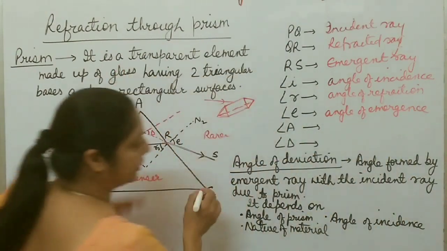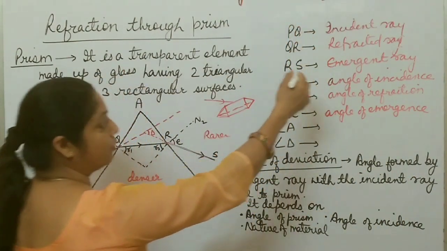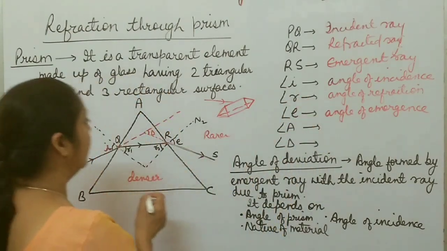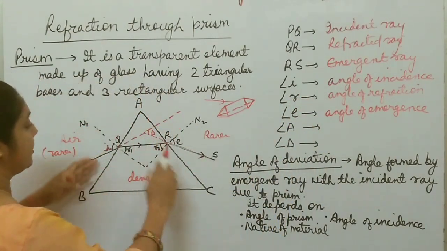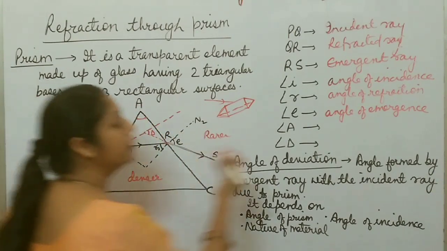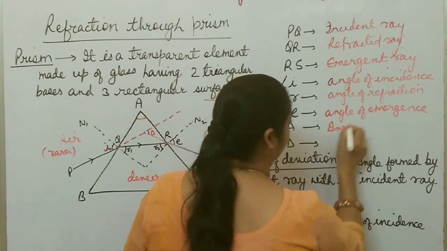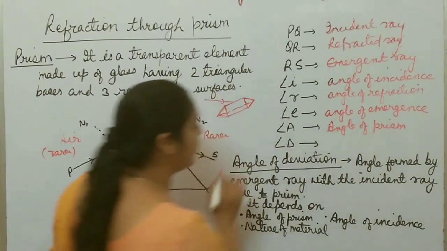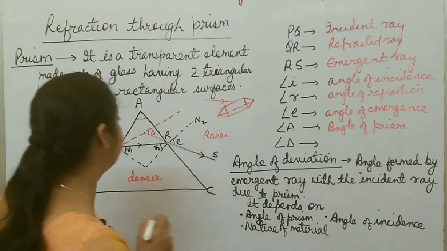So in this way you draw the diagram and write all these terms. What is PQ, QR, RS, angle I, angle R, angle E. There again, these two surfaces are inclined at some angle, and this one is called angle of prism. Now there is one important angle, angle D. What is this angle D?